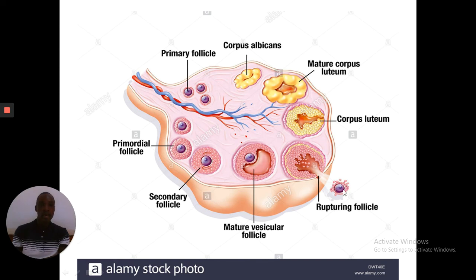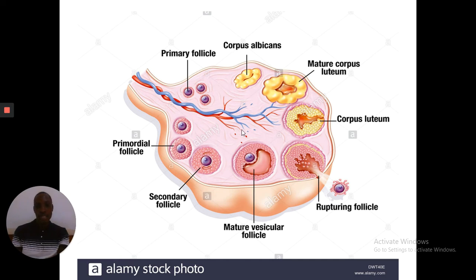So once the ovum has been released, it is ready for fertilization to take place. It is going to remain alive for approximately 24 to 48 hours. Within this period of time, you can have fertilization taking place, and the lady can be able to conceive. So the bursting and release of the oocyte from the Graafian follicle is what we call ovulation.